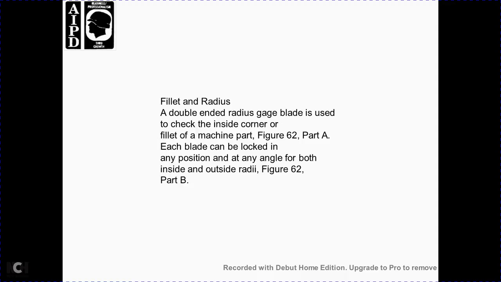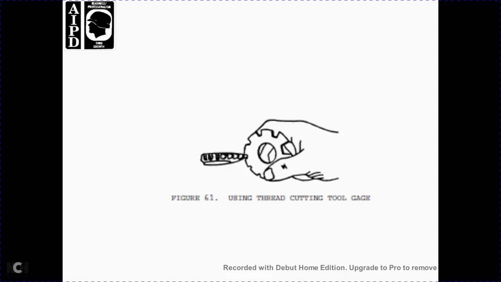Fillet and radius gauge. The double-ended radius gauge is used to check the inside corner fillet on the machined part. Figure 62 part A. Each blade can be locked in any position at an angle for both inside and outside radii. Figure 62 part B. Figure 61, the thread gauge for the thread cutting tool.